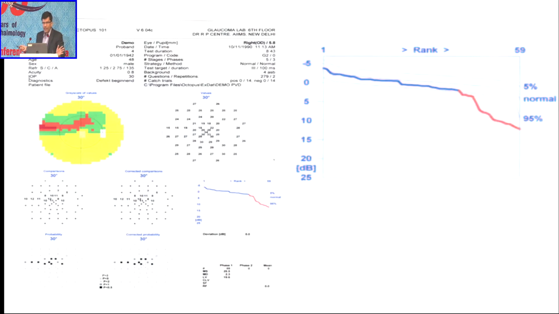Yes, and those who haven't, it gives you a y-axis where you have all the mean deviation plots, and an x-axis where you have points from the best to the worst, okay? So these are the points which are good, and these are the points which are bad, right? So it shows you that some points are good, but some points are bad, which means that there is a localized visual field defect, and every red and black or dark color would mean that there is some abnormality there.